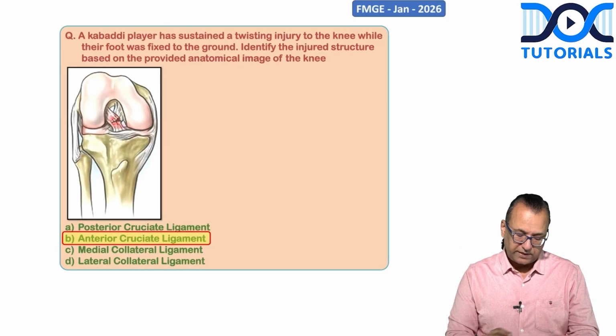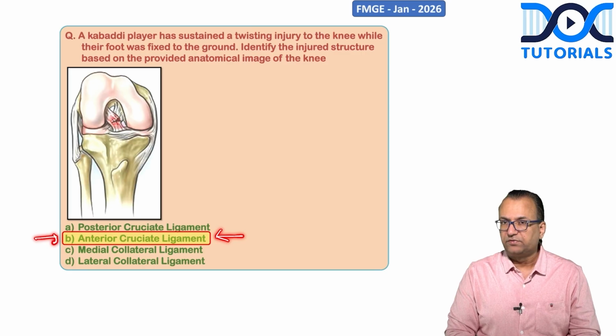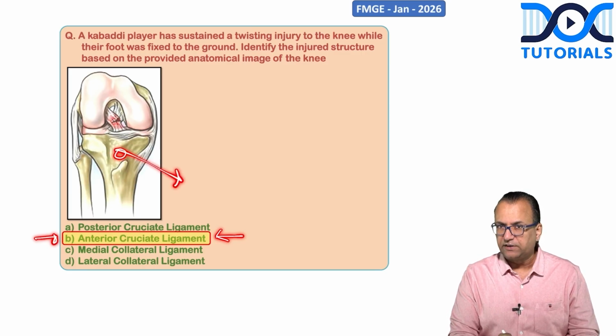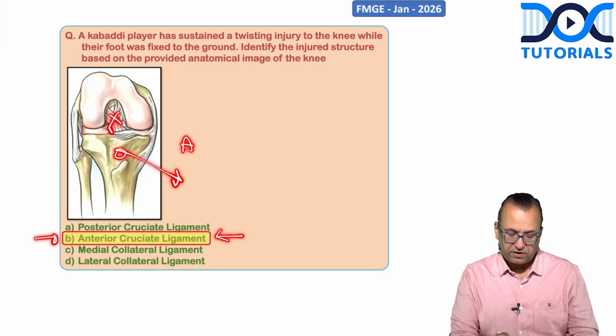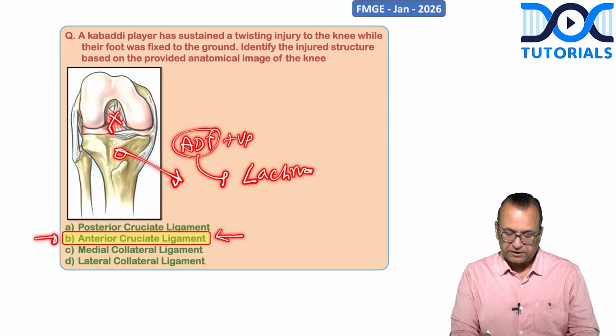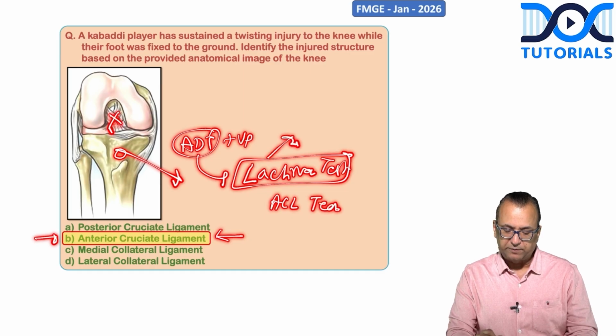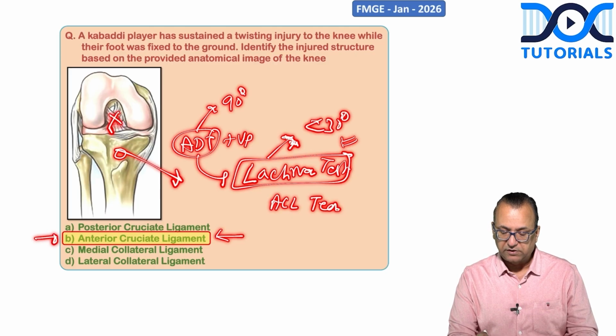Now, if you say ACL is your answer, which test will be positive? Anterior drawer test is positive. Normally, you cannot pull the tibia anteriorly, as it is prevented by the ACL. But if there is an ACL tear, the anterior drawer test becomes positive. A modification of that is the Lachman test. Lachman test becomes positive because again it is checking for ACL tear only. The only thing is Lachman is less painful because it is not done at 90-degree knee flexion. It is done at less than 30-degree knee flexion, so less painful, but it is highly specific and highly sensitive for ACL tear.